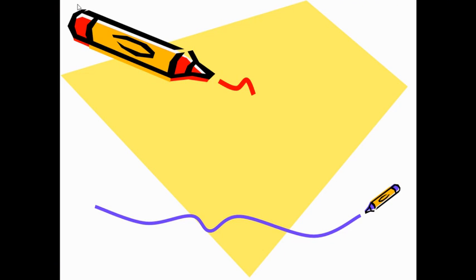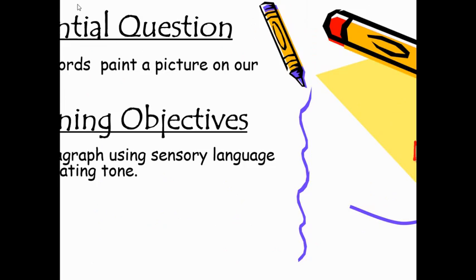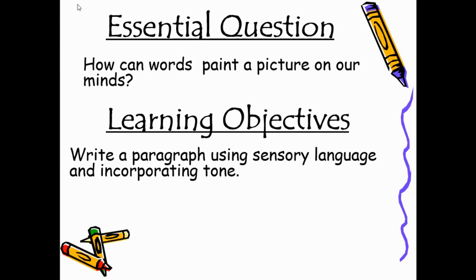Good morning, everyone. Today, for your double lesson, we are going to be looking again at your narrative writing. Today's essential question is how can words paint a picture in our minds? And our learning objective is to write a paragraph using sensory language and incorporating tone.